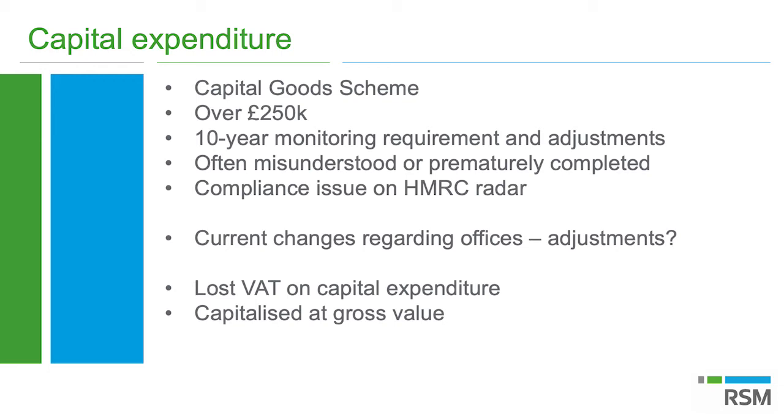I wanted to focus on this topic today because due to the current situation, several of my clients have talked to me about changing how they use office space. For example, leasing part of the office to the NHS has been discussed, or creating training space that can also be used by third parties and generate additional income. Such changes are likely to require CGS adjustments where relevant expenditure has been incurred in the last 10 years.